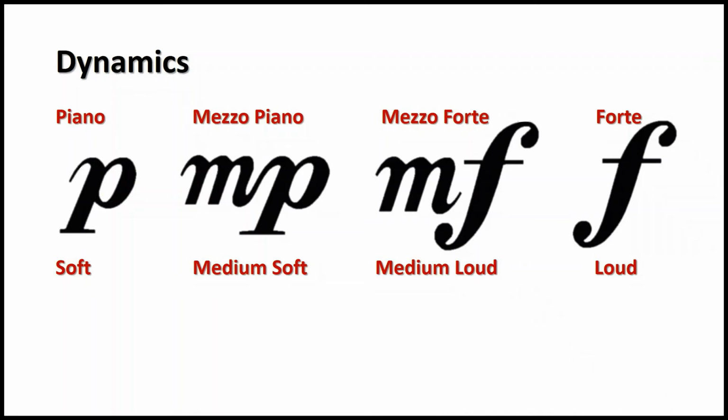So gradually on the screen, we're going from soft to loud. So it's kind of like turning up your volume dial on your car radio, maybe. So you might put your piano at a 1 and your mezzo piano at maybe a 4, your mezzo forte at a 7, and maybe your forte at a 10.